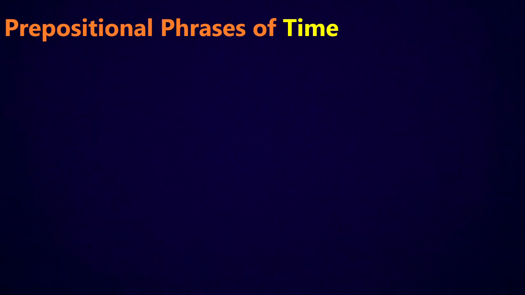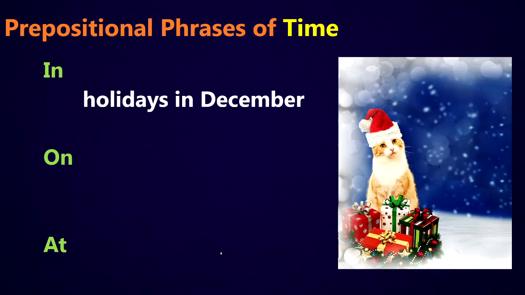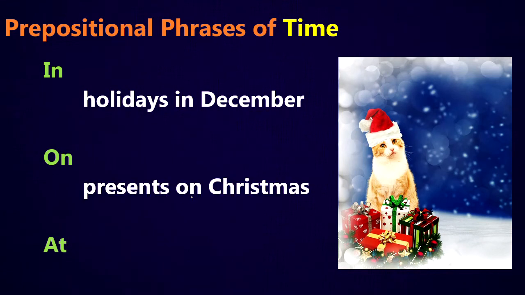We've also got prepositional phrases of time, telling us when something is. So again, just like the prepositional phrases of place, we have in, on, and at to describe time as well. So we could say holidays in December. So in December is telling us when the holidays are. Or presents on Christmas, on preposition, on Christmas, prepositional phrase describing when the presents are given.